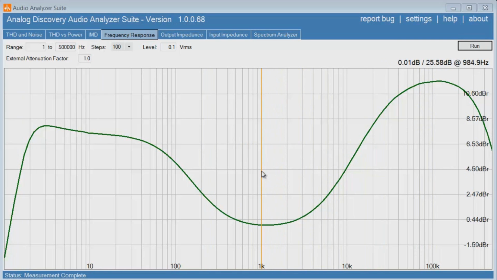So of course it's not something most people will use, but if you're playing at very low levels, it might make sense to use loudness. But if you're playing music reasonably loud, you shouldn't really need loudness.